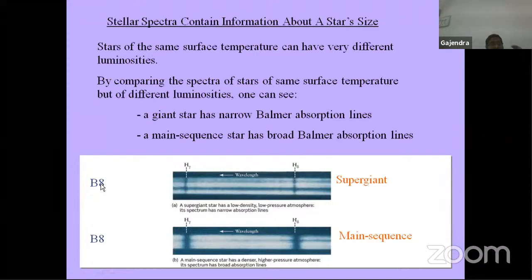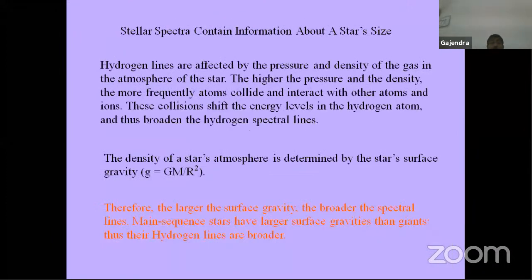So if you can constrain the temperature and pick up stars of the same temperature and compare their Balmer line strengths, then the star which has broader Balmer lines is much more compact than the other ones. Supergiants are not compact, that's why they have sharp lines, and main sequence stars are compact, so they have broad lines. If I had a white dwarf spectrum of similar temperature, then the lines would be much broader. So the spectrum gives you a lot of information. It gives you the gravity, the compactness of the star too. This is the beauty: if you have a spectrum of the star, it gives you enormous information.